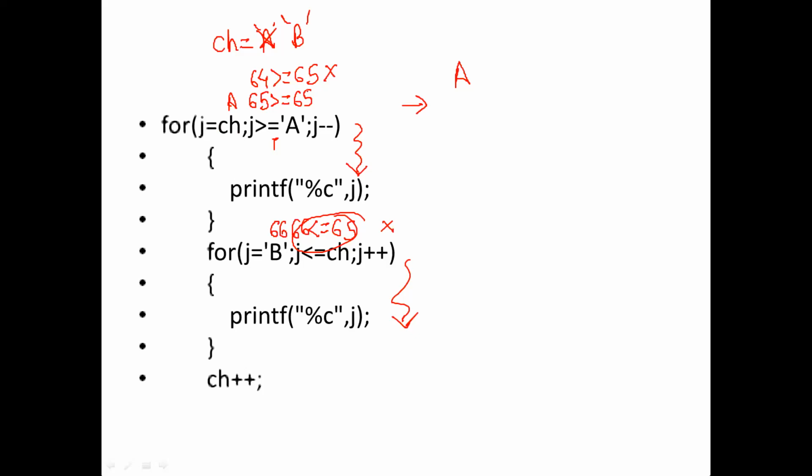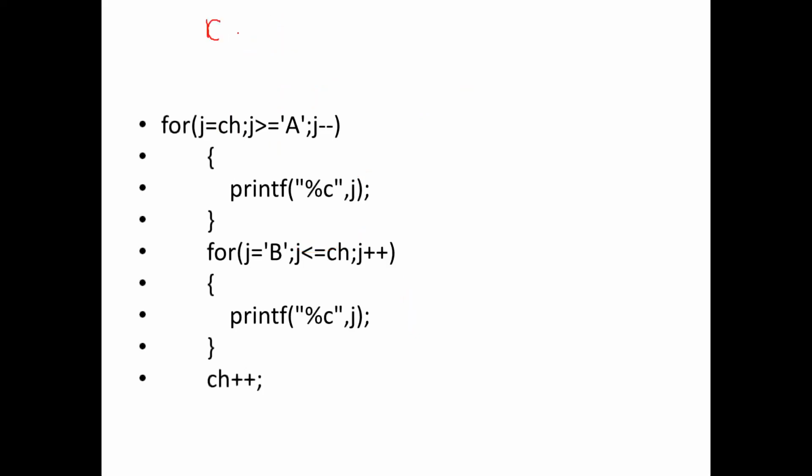So now it will compare. I'll just erase all the things from here so that you can see clearly. Earlier my CH was A. Now my CH is B. So when my CH is B, again I'll start. CH will start with B. You'll say B greater than or equal to A. B is 66. Okay. 66 is greater than or equal to 65. Condition true. Earlier A was printed.